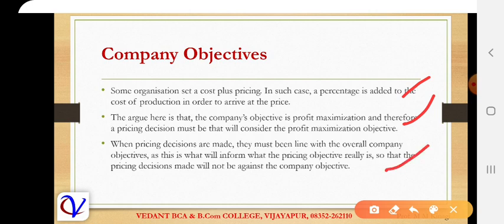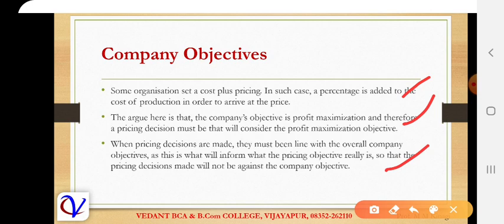Then the third point: when pricing decisions are made, they must be in line with the overall company objectives, so that the pricing decisions made will not be against the company objective. Before fixing the price, we need to understand the main objective of the company. For many companies, the main objective is to serve the people or to attract the people, so they are not considering the profit.